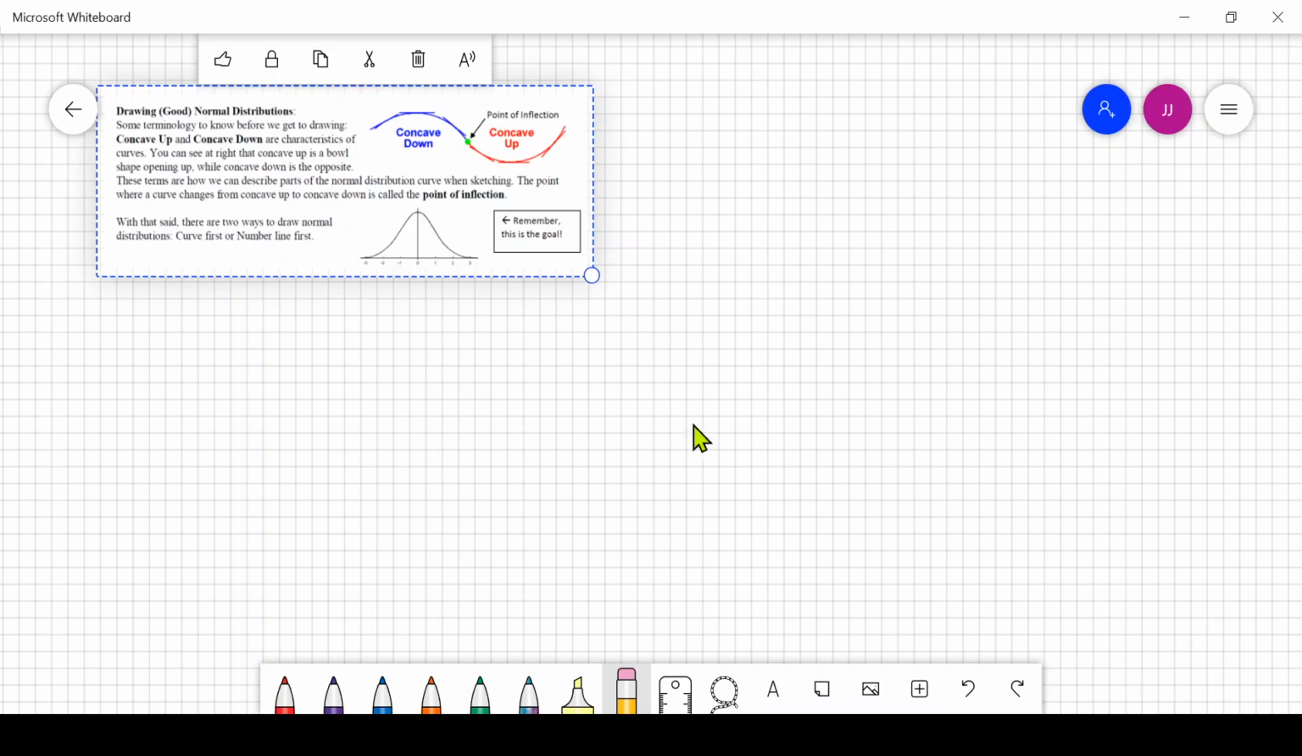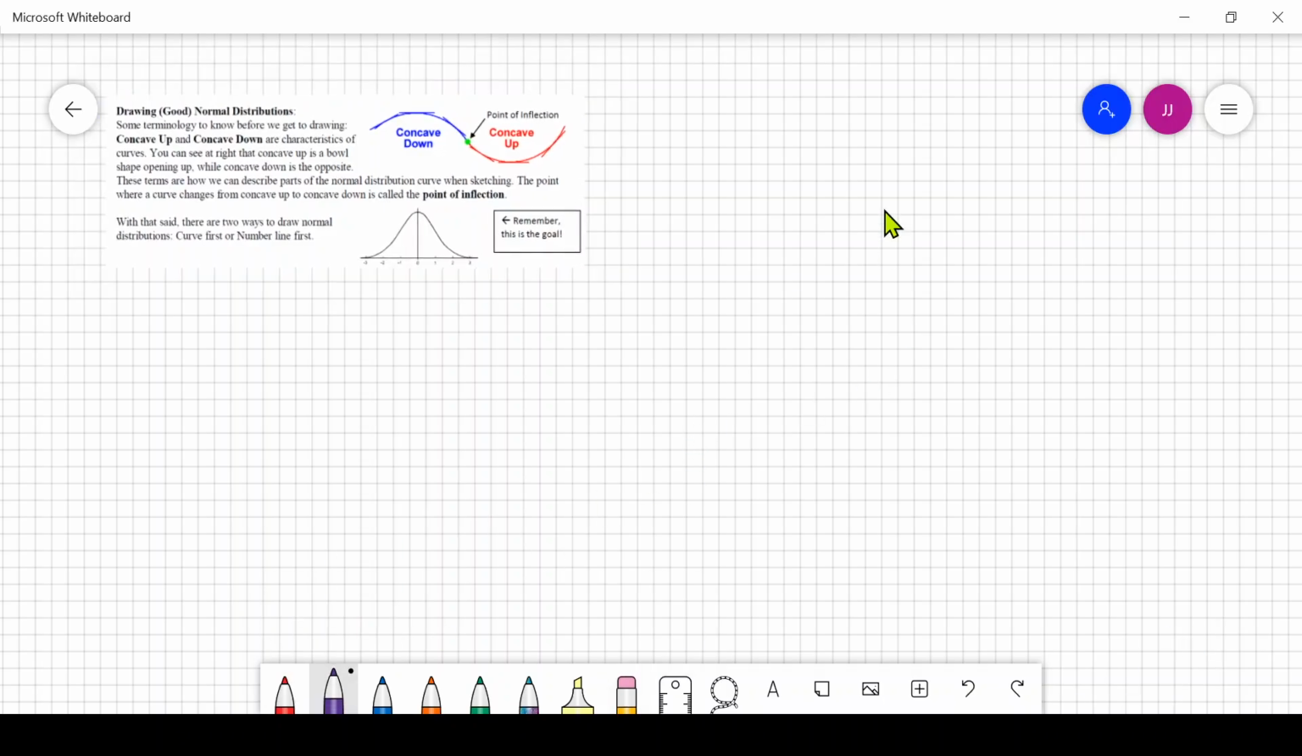Hi class, I'm going to go over how to draw a normal distribution. Remember, when we talk about distributions, we describe its shape, center, and spread. And the shape for a normal distribution is symmetric, unimodal, and bell-shaped. So there are two ways to start drawing a normal distribution.